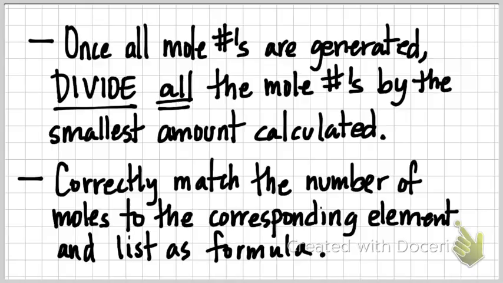What you're trying to do there is come up with a ratio for all of the elements. Once you've done that, you need to correctly match the number of moles to the corresponding element and then list as a formula.